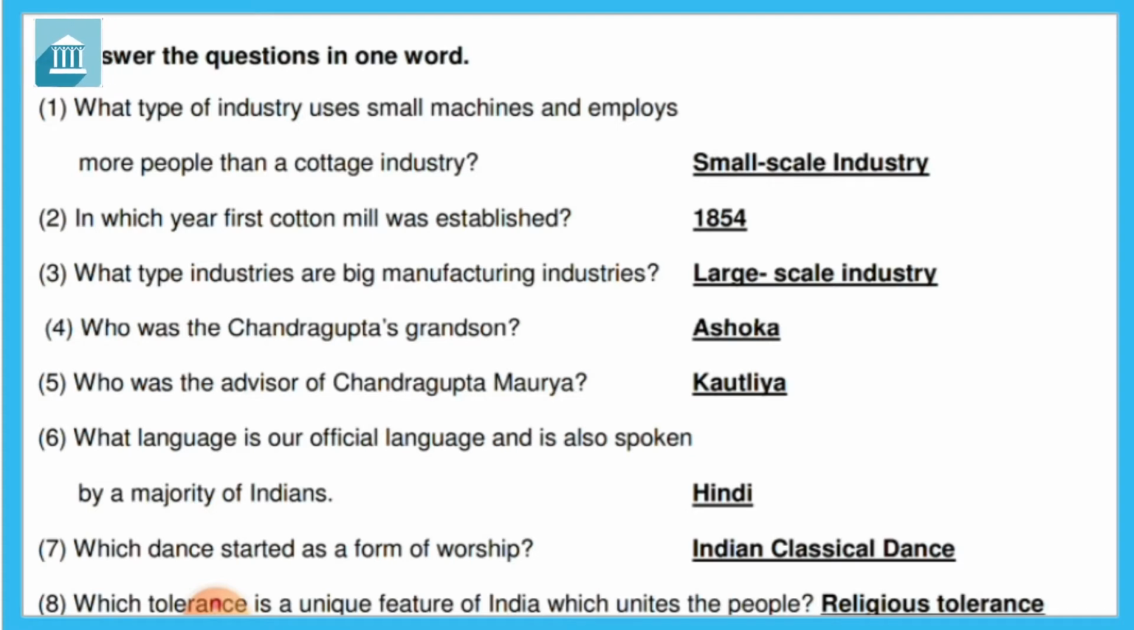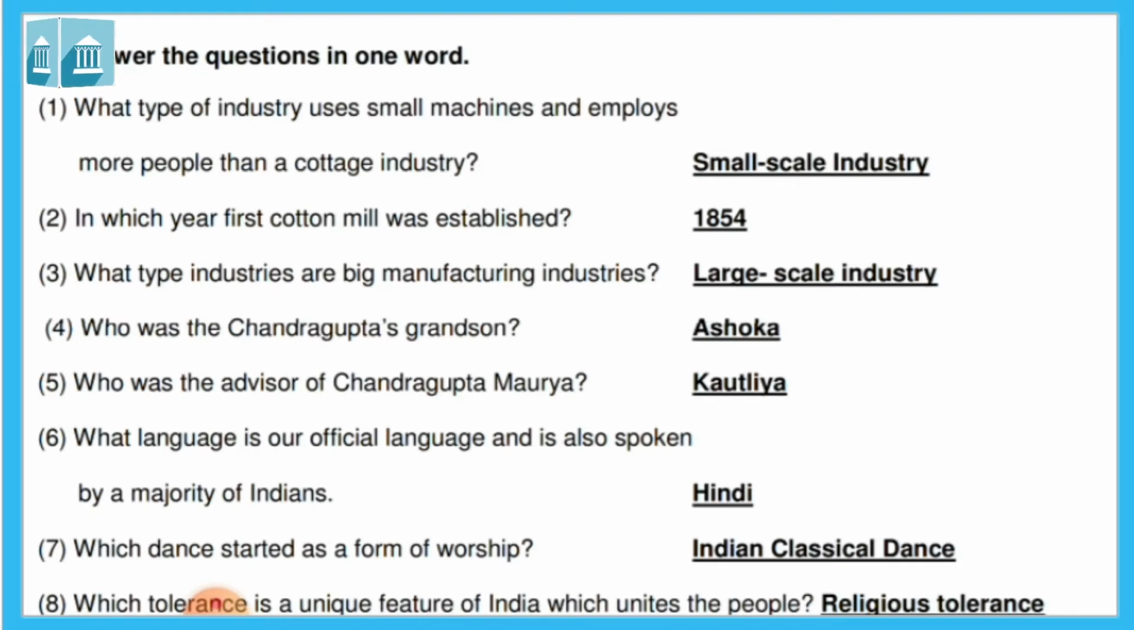So, we have completed exercises A, B, C, and D. Now, in the third part of the practice sheet, we are going to do exercise E and exercise F. The last two exercises we are going to do today. So, exercise E. Answer the questions in one word. In your exam, you have to write answers in one word. Okay, so first, what type of industry uses small machines and employs more people than a cottage industry?